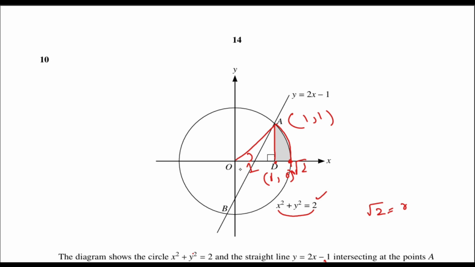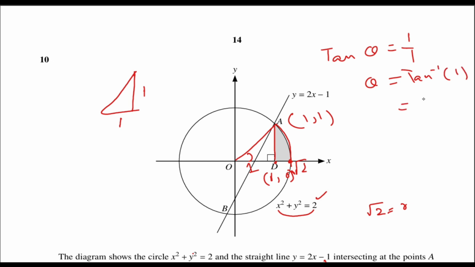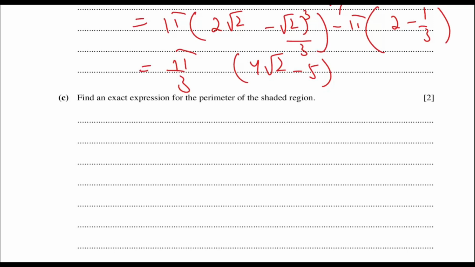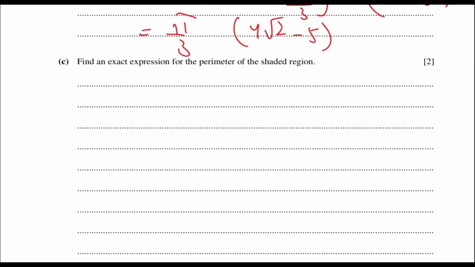Now this angle is most prominent. If we find the angle from this triangle, in which we are given the base and perpendicular, we have tan theta equal to 1 over 1, so theta is equal to tan inverse 1, which is pi by 4. So this angle is pi by 4. Let's calculate the arc length so that we can add it. Arc length s is equal to r theta, with r equal to root 2 multiplied by pi by 4, so it becomes root 2 pi by 4.